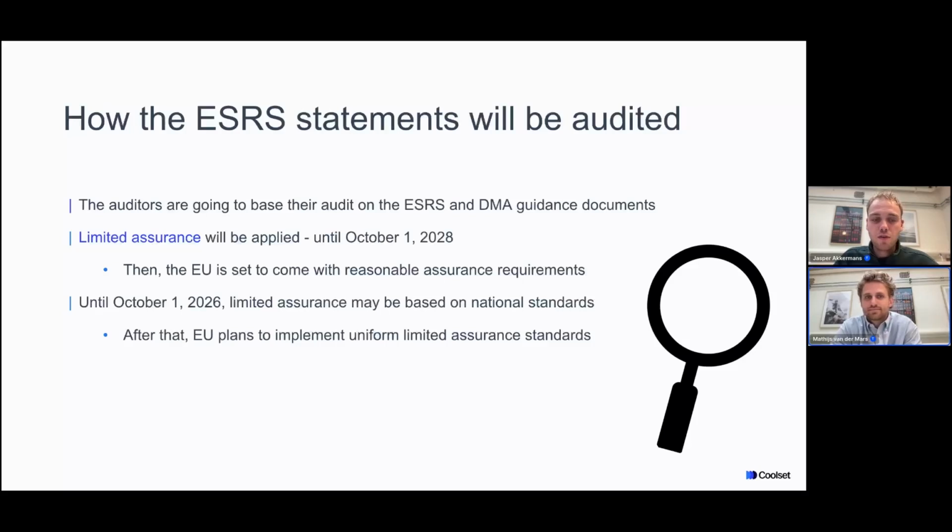Then until October 1st, 2026, limited assurance may be based on national standards. And after that, the EU plans to implement uniform limited assurance standards. What that means is that for now, auditing companies base it on their own interpretation of the EFRAG. And after that, the EU will say, we have a standard approach for all EU companies, which will create a more level playing field.